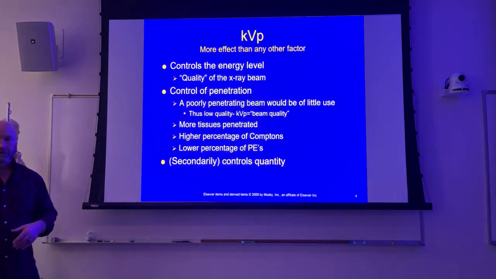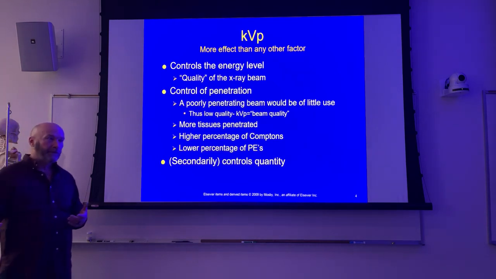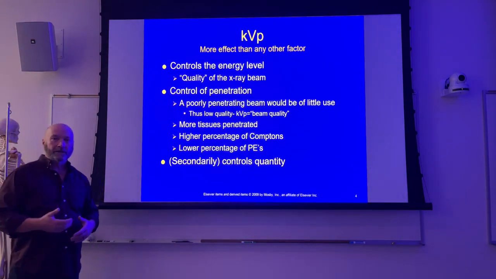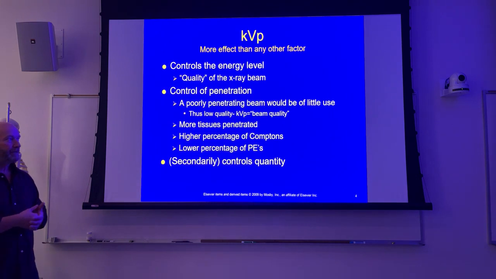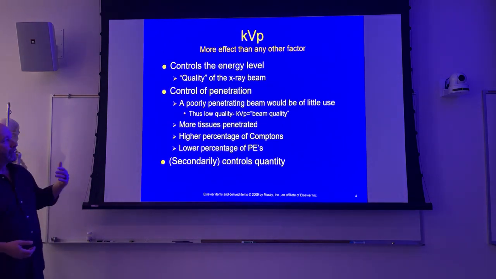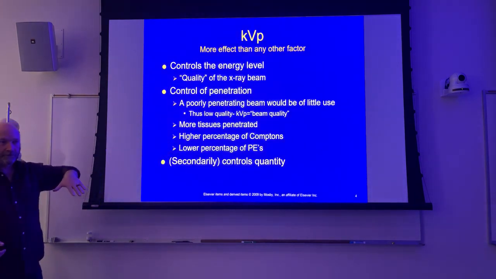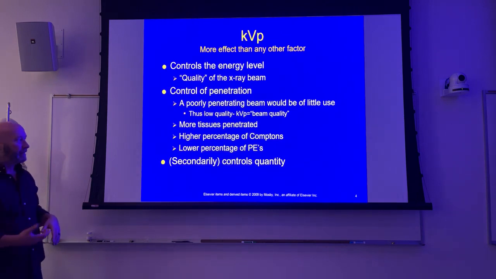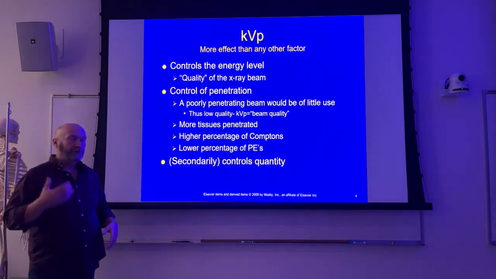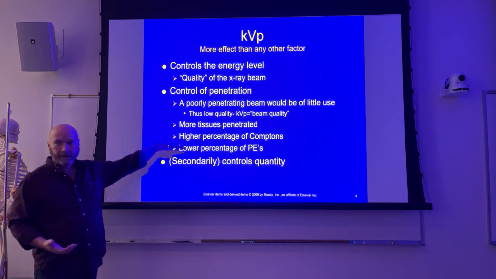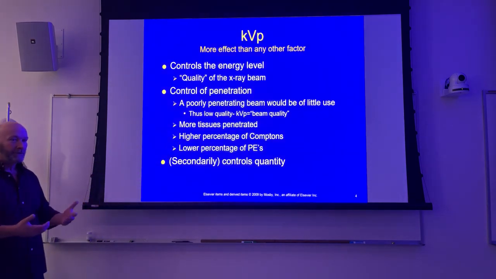It controls our penetration. If we have an X-ray beam that doesn't penetrate anything, then we can't create an X-ray image of a patient. Very low quality, right? So our X-ray beam has to penetrate the patient in order for it to be useful for us. A low quality X-ray beam would be one of very low kVp that just doesn't penetrate. The higher the kVp goes, the more tissue types that we can penetrate, right?